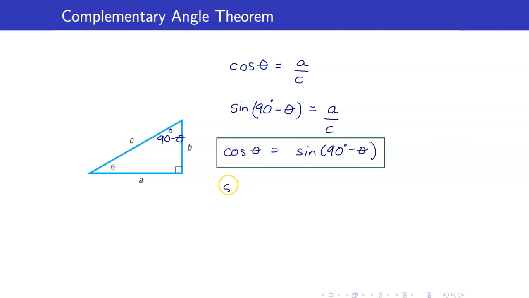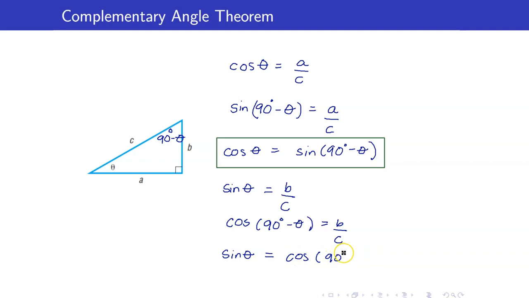What if we compute for sine of theta? Sine of theta is opposite over hypotenuse, B over C. And cosine of 90 minus theta is, for 90 minus theta, its adjacent is B also, correct? So this is also B over C. So therefore, we have that sine theta is equal to cosine of 90 minus theta. And this is our second identity.